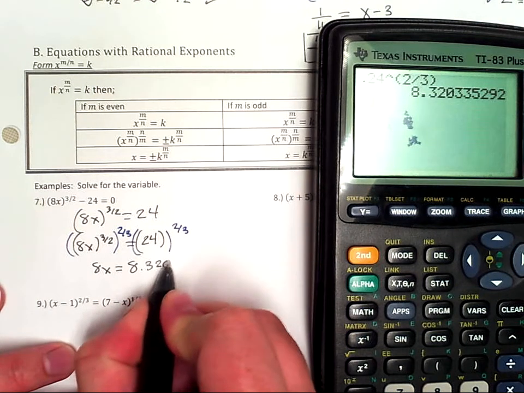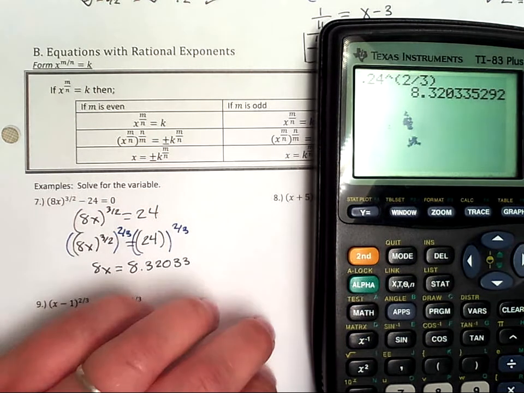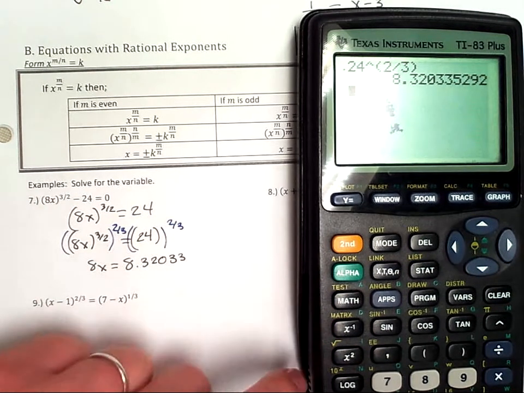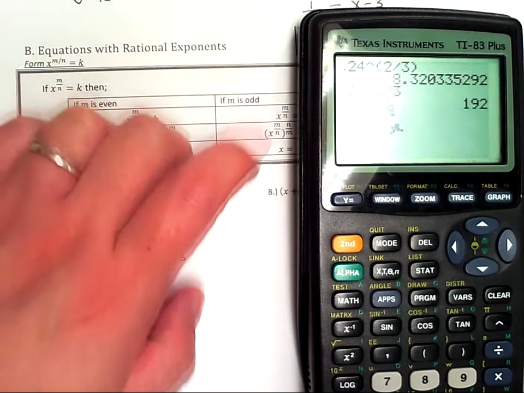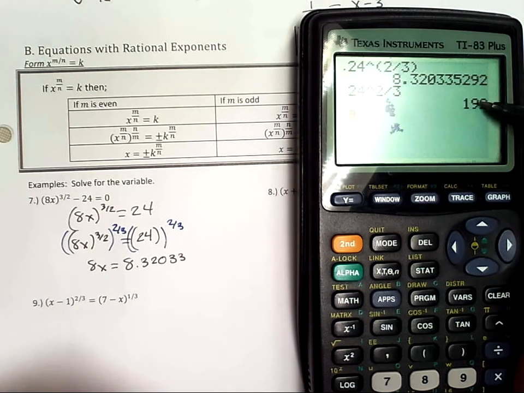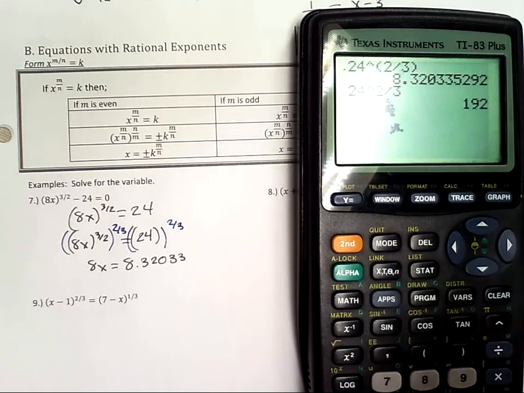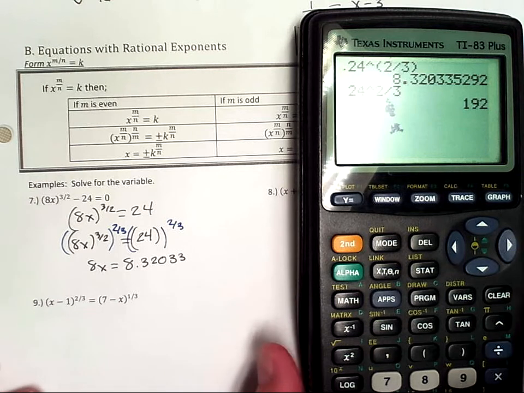8.32033 something something. So let me just show you guys. So 24 to the 2 divided by 3. See how these are different? So make sure that if that power is a fraction, you have to put it in parentheses, okay? Good?